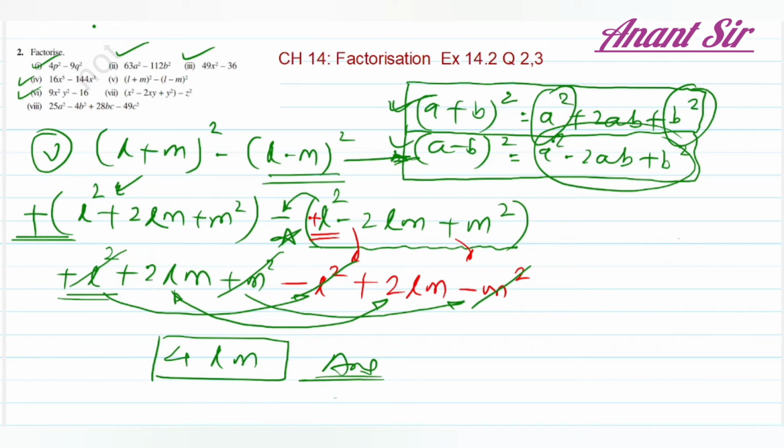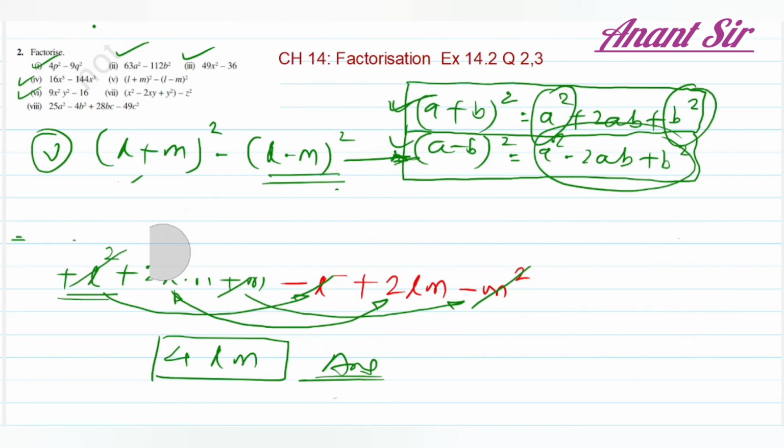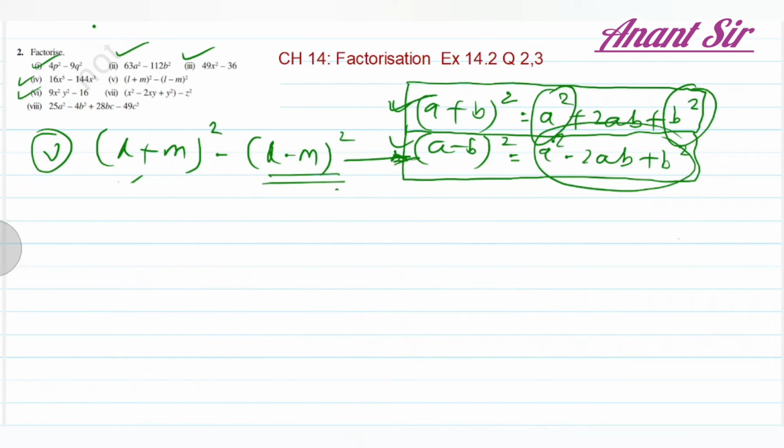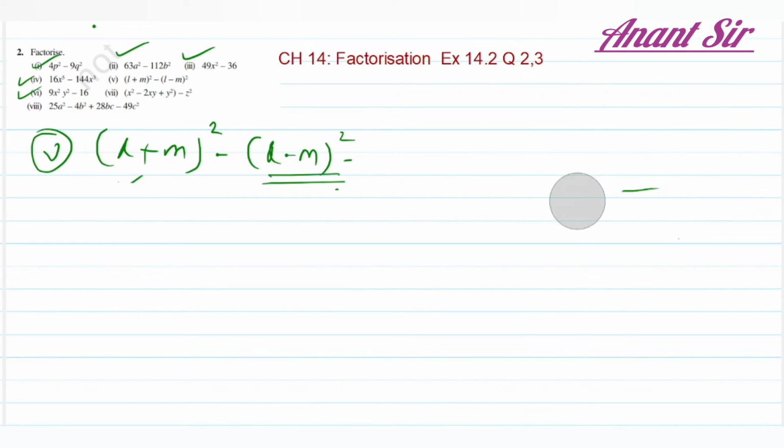You can take one screenshot. We will solve this same question by a different method. We'll use the formula a square minus b square, and then we'll solve this question again. So let's solve this question by using a different formula. We are going to use this formula a square minus b square equal to a plus b, a minus b.